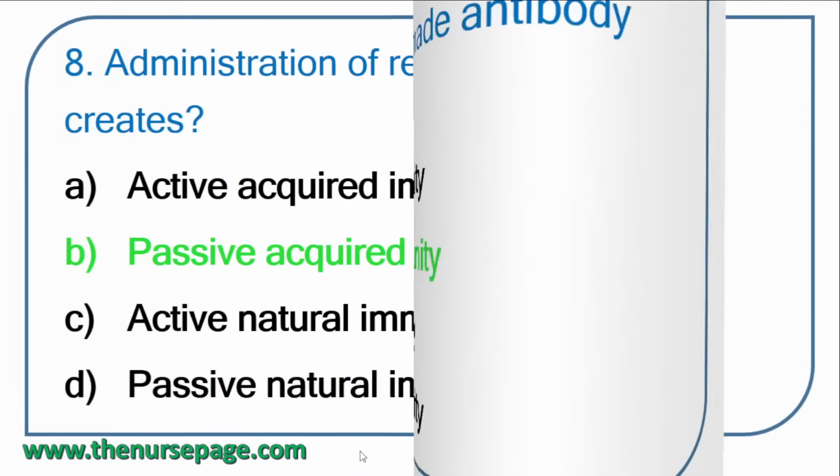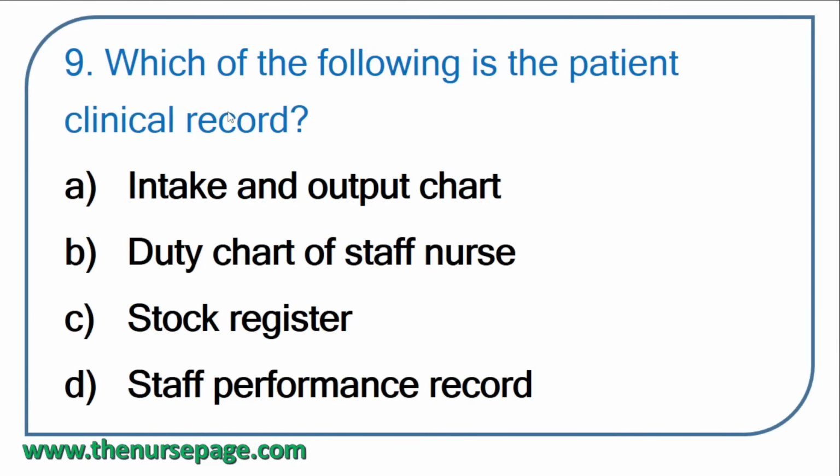Next question. Which of the following is the patient clinical record? Intake and output chart, duty chart of staff nurse, stock register, staff performance record. Which of the following is an example of clinical record?